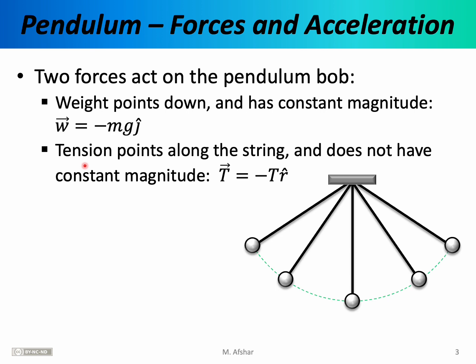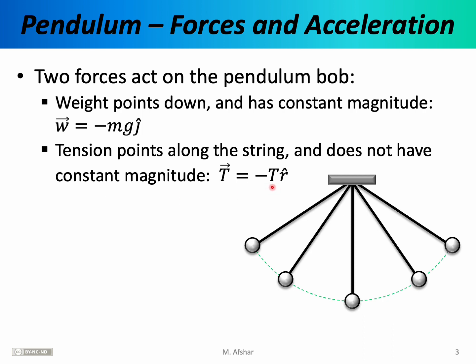The second force is tension. Recall that tension always points along the string or the rope that supports the mass. In this case, tension points along the string or the radius of the circle along which the bob is moving. And although it is not obvious, the magnitude of this force is not constant. It changes as the pendulum swings back and forth.